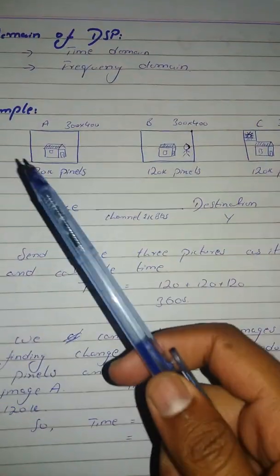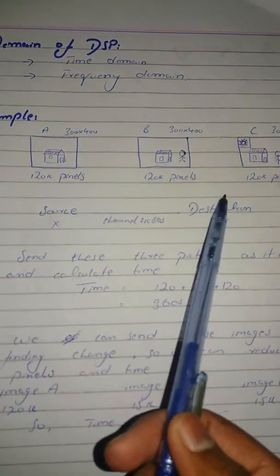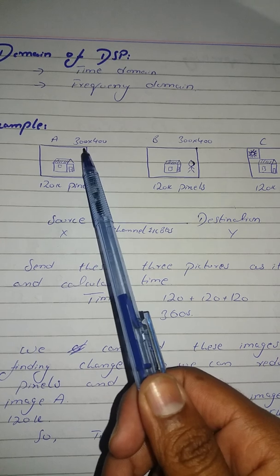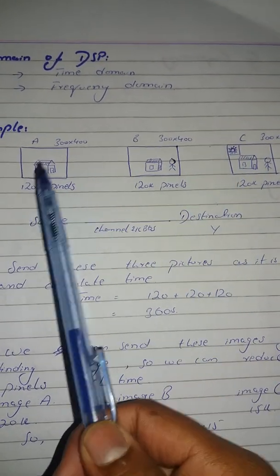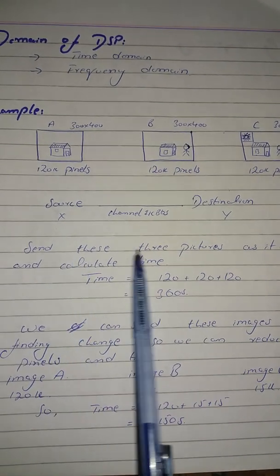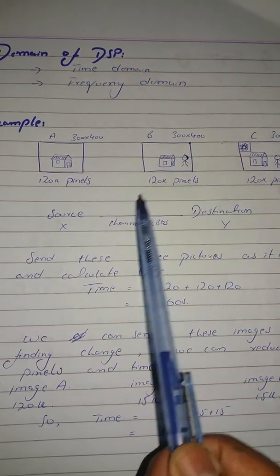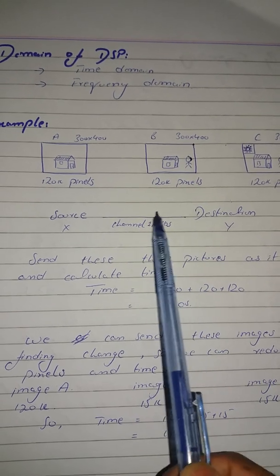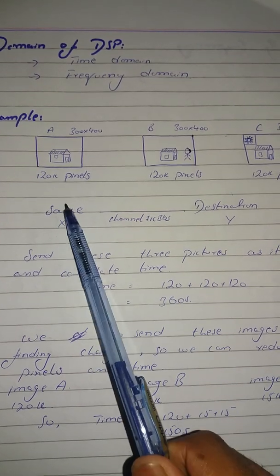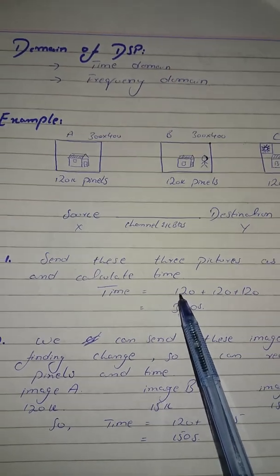Let's say we want to send these three images through a transmission line from source to destination. They all have the same resolution and the same pixels. Let's say we send these pictures as they are and calculate the time. Since the channel bandwidth is 1 kb per second, the time is 120 plus 120 plus 120, equal to 360 seconds. It's a lot of time.